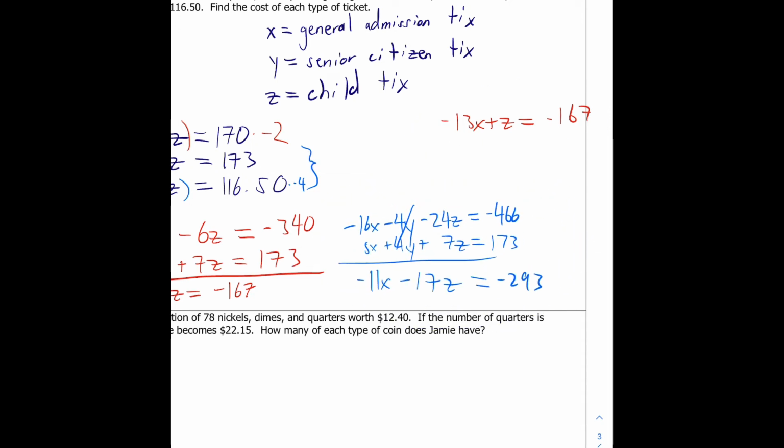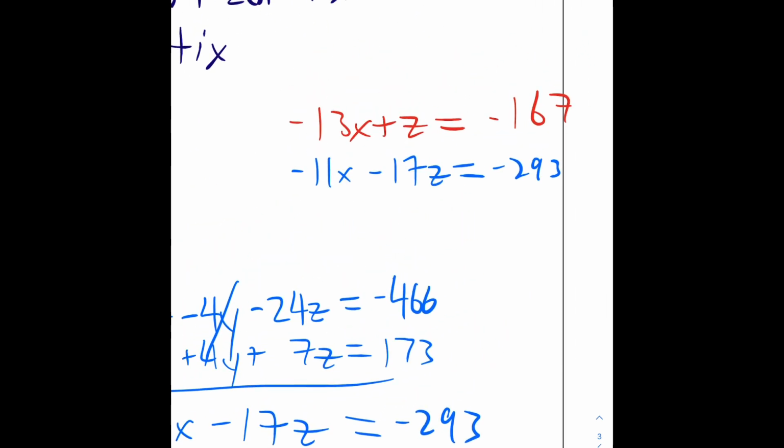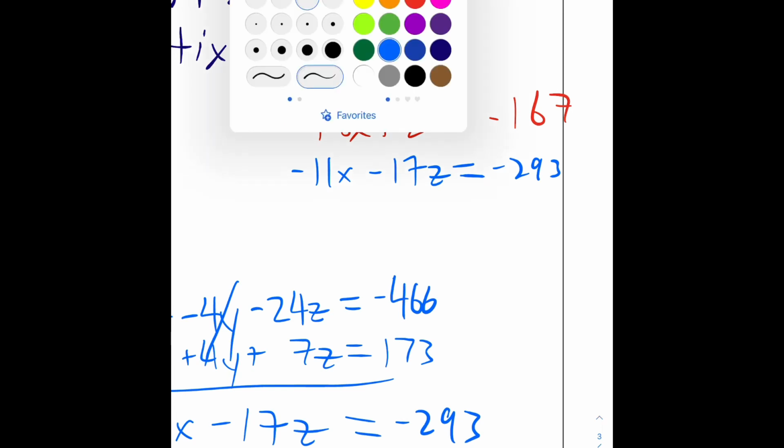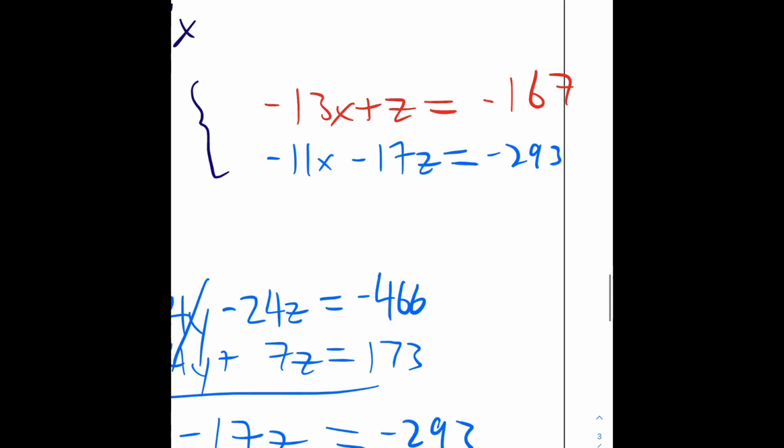I'm just going to copy this up here. So I get negative 11x minus 17z equals negative 293. Now we have a system of two equations with two unknowns. I'm going to use elimination here to get rid of z, so I'm going to multiply both sides of this top equation by 17.